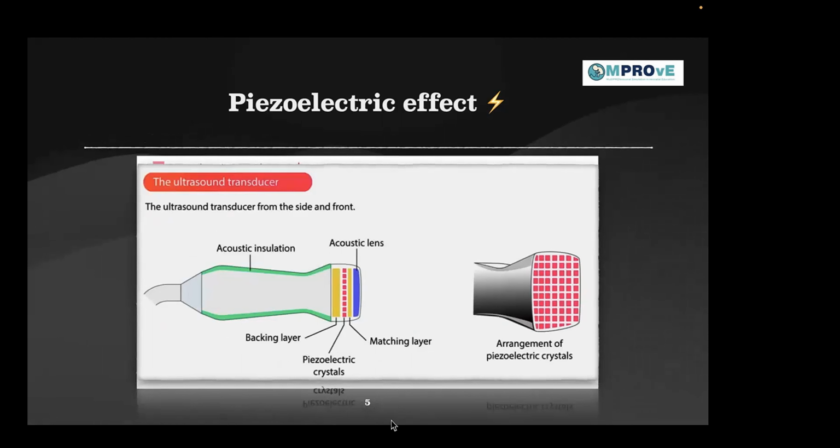So this is how the piezoelectric crystals are placed in the transducer, and from here your sound waves are generated. They go and hit the organ of interest and are reflected back, or refracted, which is again decoded by the scanner and gives us an image or the video.